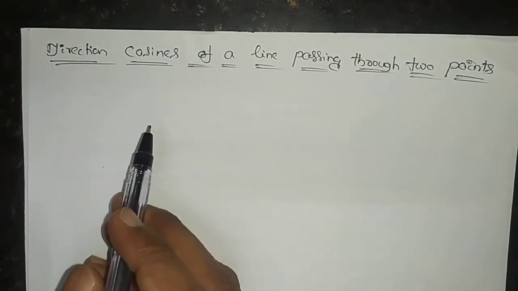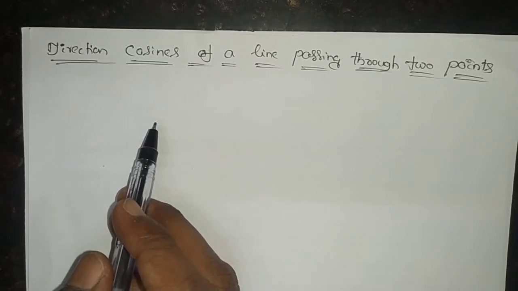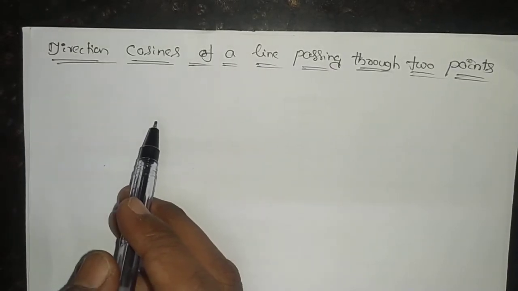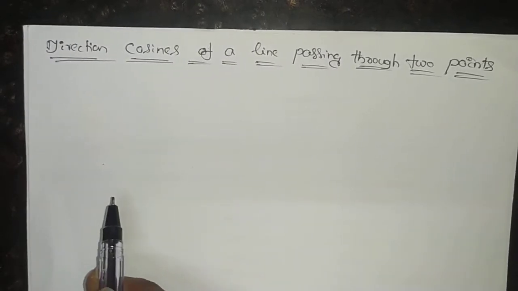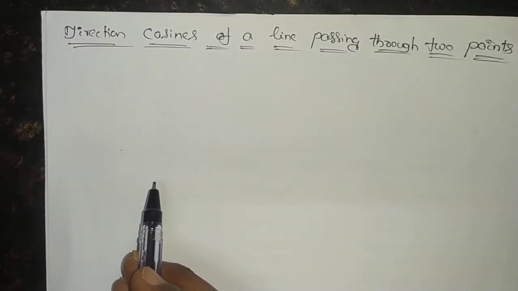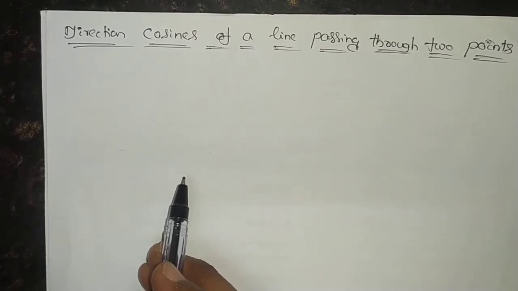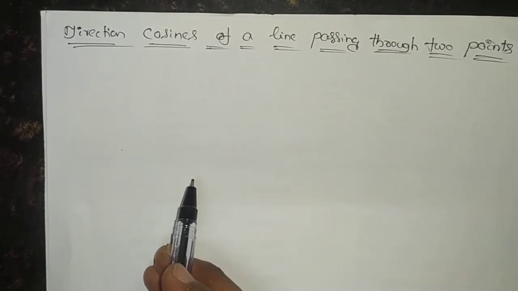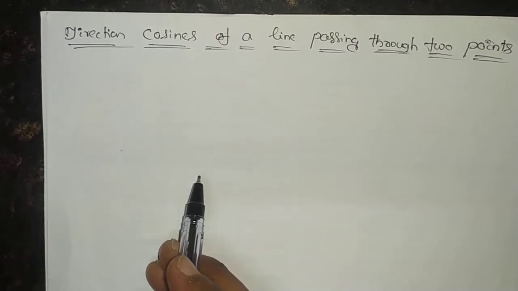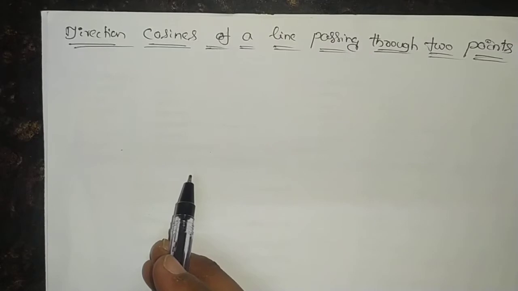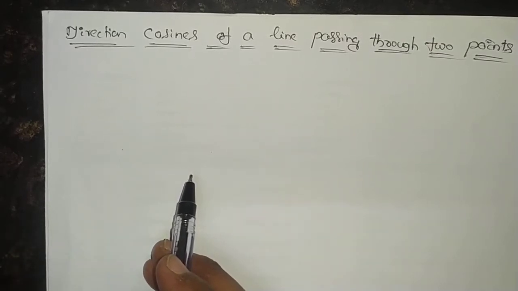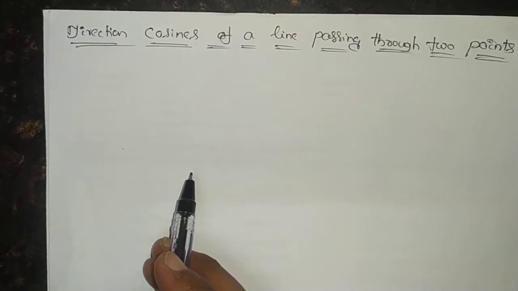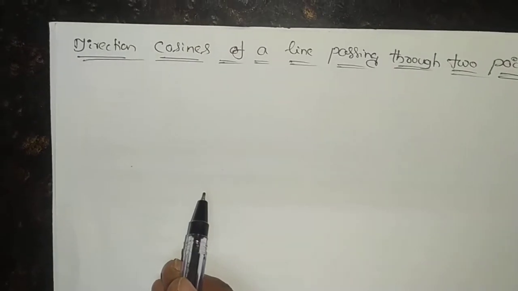Direction cosines of a line: l equals plus or minus a divided by the square root of a square plus b square plus c square. Next, m equals plus or minus b divided by the square root of a square plus b square plus c square. n equals plus or minus c divided by the square root of a square plus b square plus c square. That is the direction cosines of a line. The plus or minus shows that for every line, two sets of direction cosines will be there.